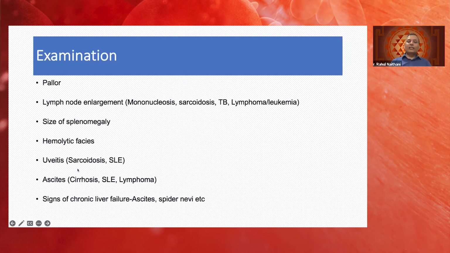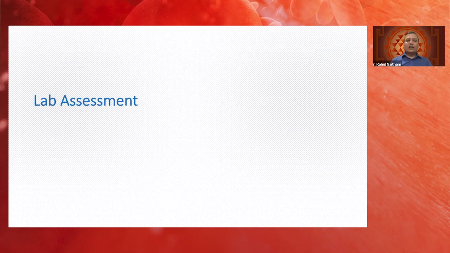Of course, you look at the signs of uveitis, which could be there in sarcoidosis, SLE. Conventional teaching in sarcoidosis, you will examine the shins for nodes there, and then ascites will be a finding of cirrhosis, SLE, lymphomas, and one should also look for signs of chronic liver failure like ascites, spider nevi, etc.